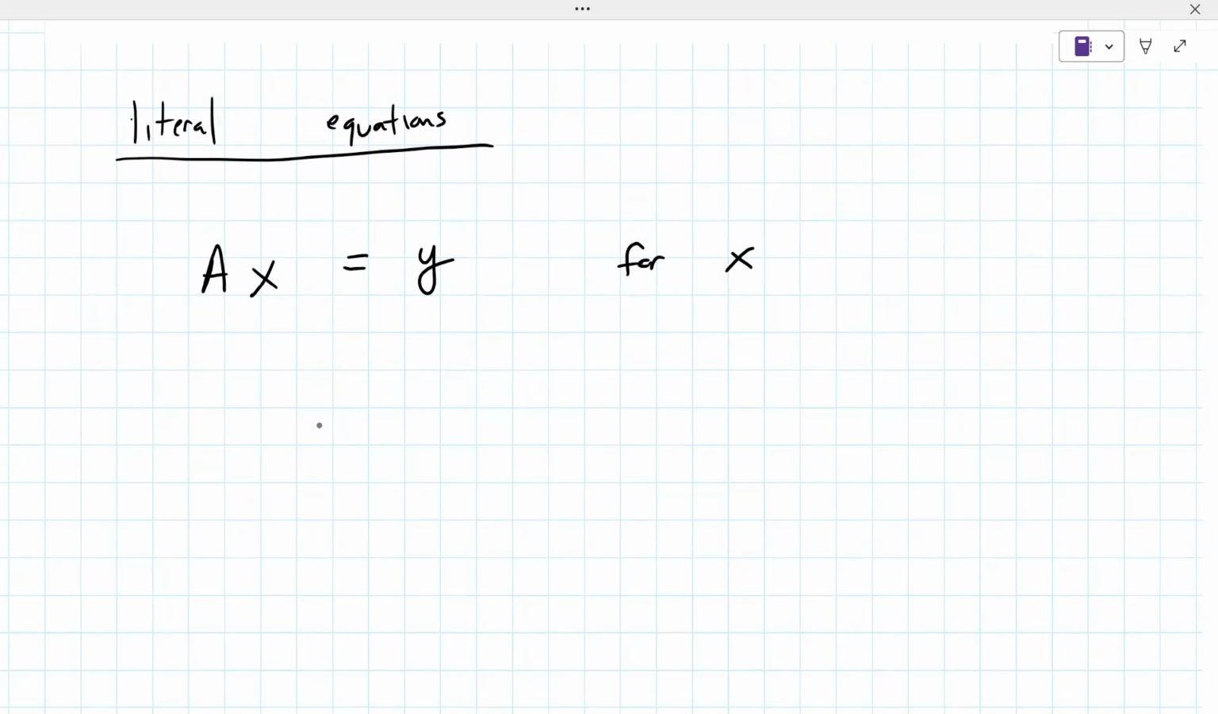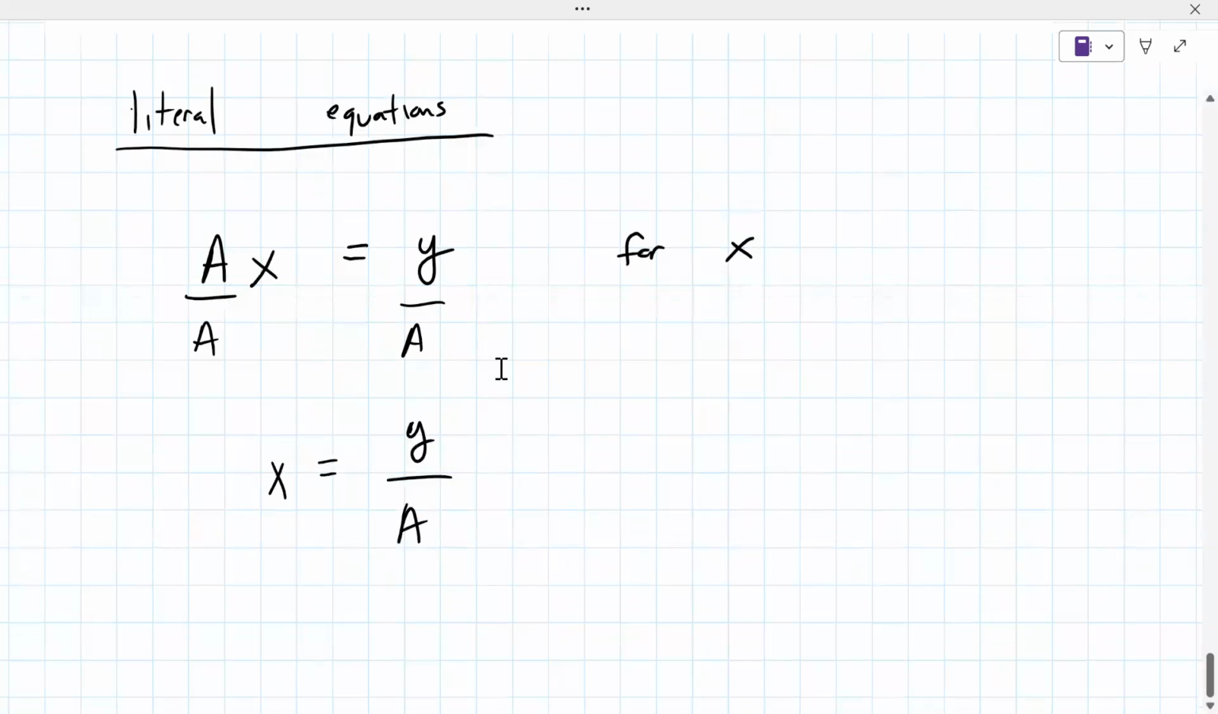Would you divide by a? Yes. So what is the final answer? X equals y divided by a. Yes, y over a. Okay, good.